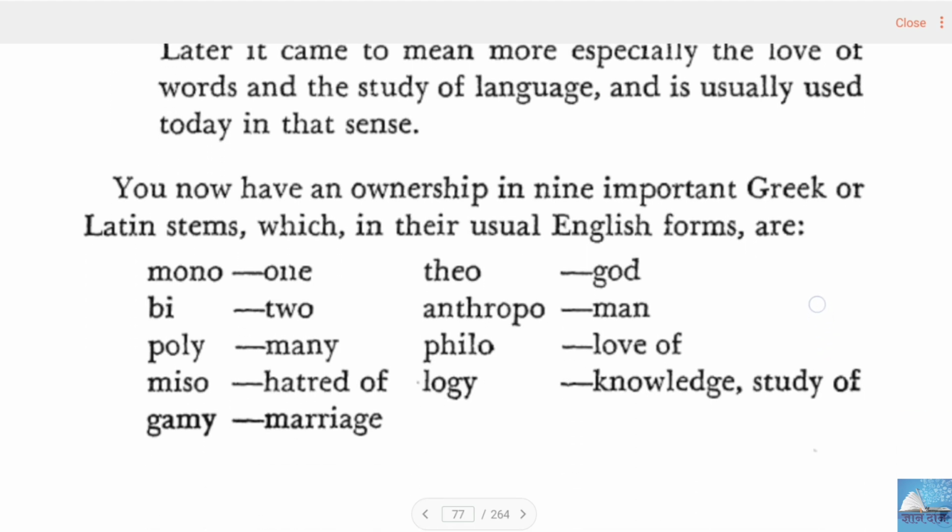Now you have ownership of 9 important Greek or Latin stems, which in their usual English forms are: mono means one, bi, two, poly, many, miso, hatred of, gamy, marriage, theo, God, anthropo, man, philo, love of, logy, knowledge or study.